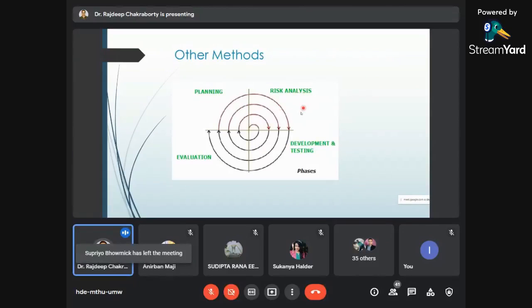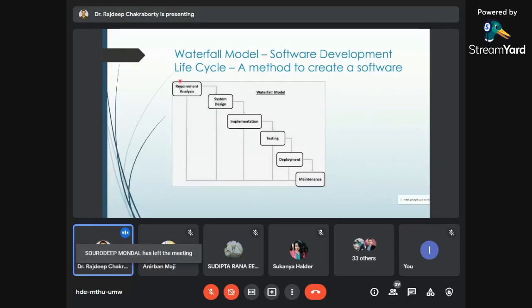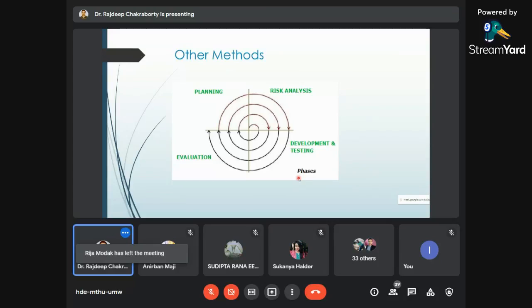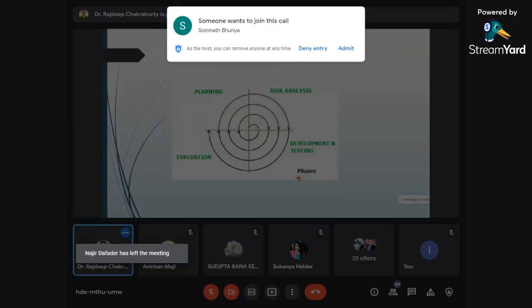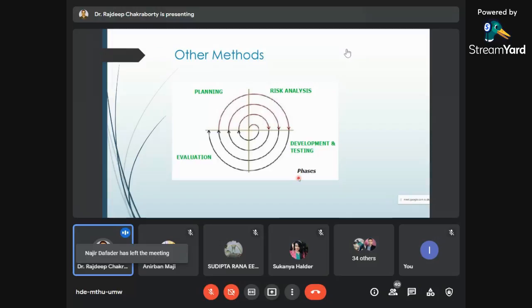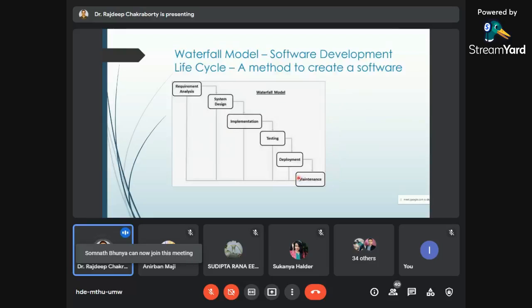So in the spiral model also, you have the analysis, the development and testing, then evaluation, then planning, analysis, development and evaluation. Now why is this model proposed? Because for some software you have a clear idea how to solve or develop it. For example, if you want to build a database type software, you must follow the existing model, because this model already exists in the literature or in the market.